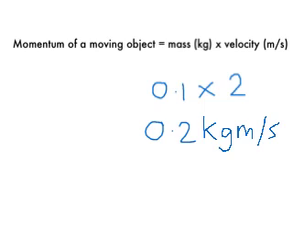So momentum for any moving object can be calculated if you know the mass of the object in kilograms and the velocity of the object in meters per second. The nun was probably fine.